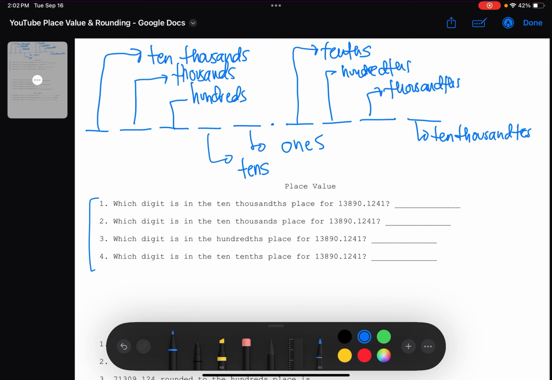So the first one, it says, which digit is in the 10,000ths place for this number? Well, if you remember, the 10,000ths place is that last digit. It's 1, 2, 3, 4 away. So the 1 here is 4 away, so that's the 10,000ths place. The next one is the 10,000s place, so that's going to be on the left side of the decimal. So ones, tens, hundreds, thousands, 10,000, so it'd be 3. The next one is the hundredths, so we have the tenths, and then we have the hundredths, which is 2. And then we have the tenths place, which is going to be right here. That's going to be the 1. Okay, so pretty straightforward. Once you know the place values, I think it's going to help out.